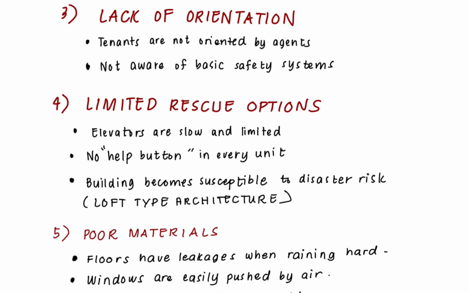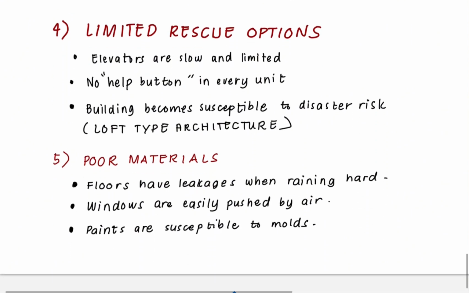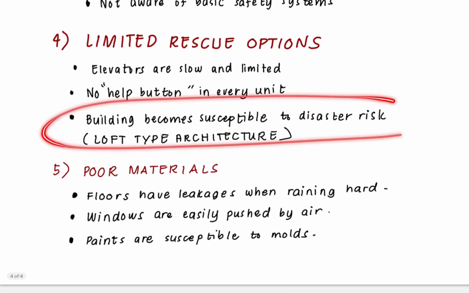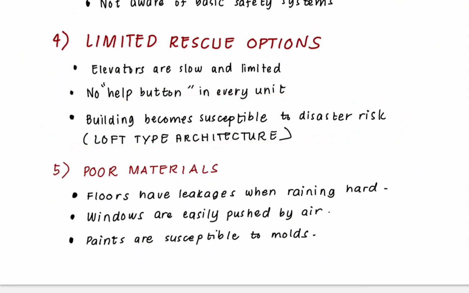And in case of earthquake or fire, tenants are left with no direct way to call for help from their unit. Since the unit itself is a loft type architecture, the tenants would have a hard time getting down since there are still stairs, right?